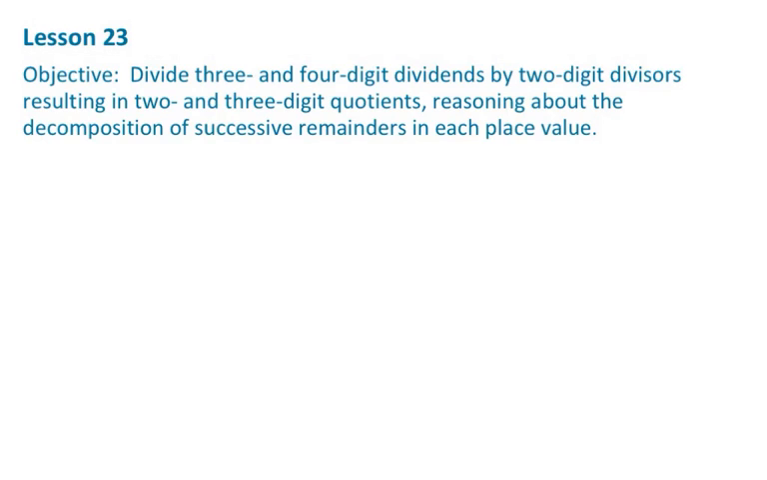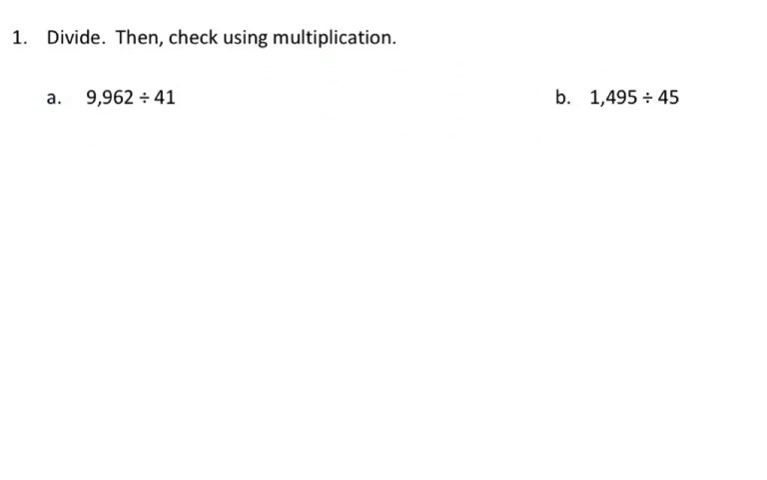This is grade 5, module 2, lesson 23, and the objective here is to divide 3 and 4-digit dividends by 2-digit divisors, resulting in 2 and 3-digit quotients, reasoning about the decomposition of successive remainders in each place value. So very similar to the previous lesson. The examples I'm going to use today are from the homework, and this is question number 1. I'm going to do both A and B on this one. It says divide and then check using multiplication.